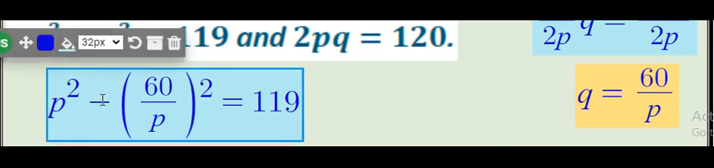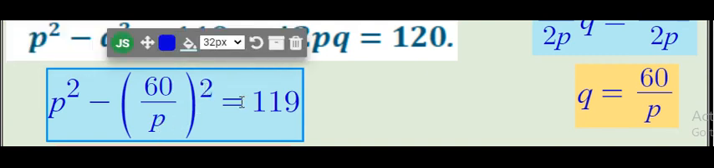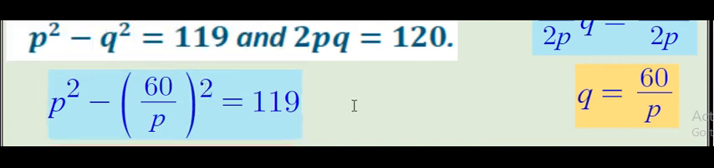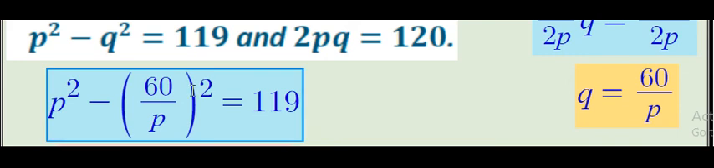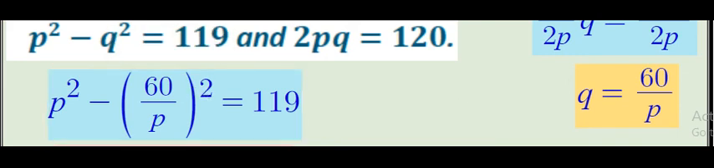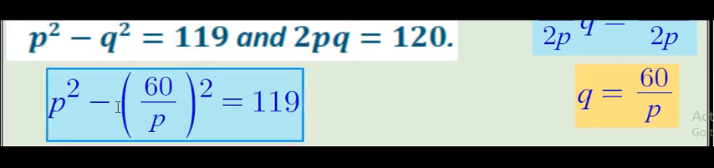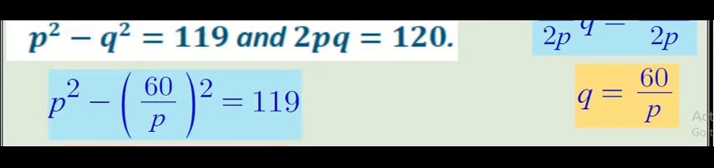So here, p squared minus (60 over p) squared equals 119. We're substituting, so don't forget that this needs a square. So the problem is we have to square what's in parentheses. So we square the 60, we get 3,600. When we square the p, we get p squared.